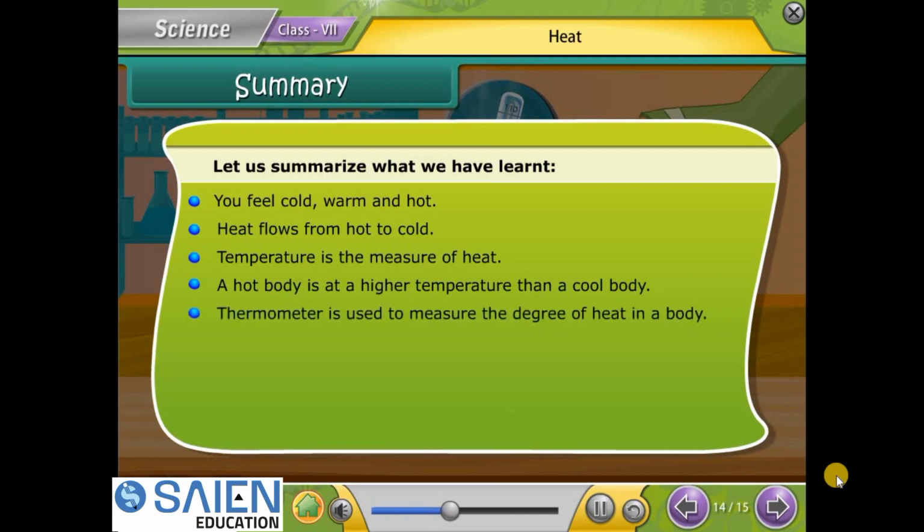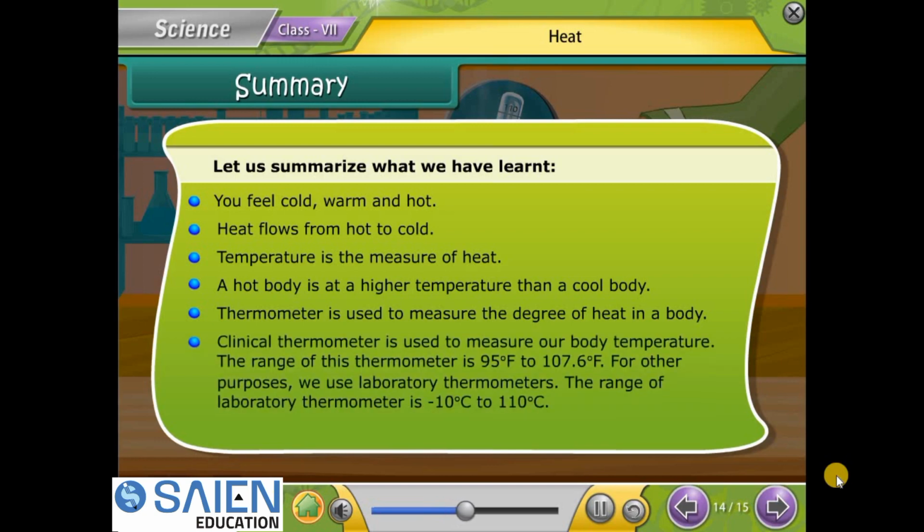Thermometer is used to measure the degree of heat in a body. Clinical thermometer is used to measure our body temperature. The range of this thermometer is 95 degree Fahrenheit to 107.6 degree Fahrenheit. For other purposes, we use laboratory thermometers. The range of laboratory thermometer is minus 10 degrees Celsius to 110 degrees Celsius. The normal temperature of human body is 98.6 degree Fahrenheit.